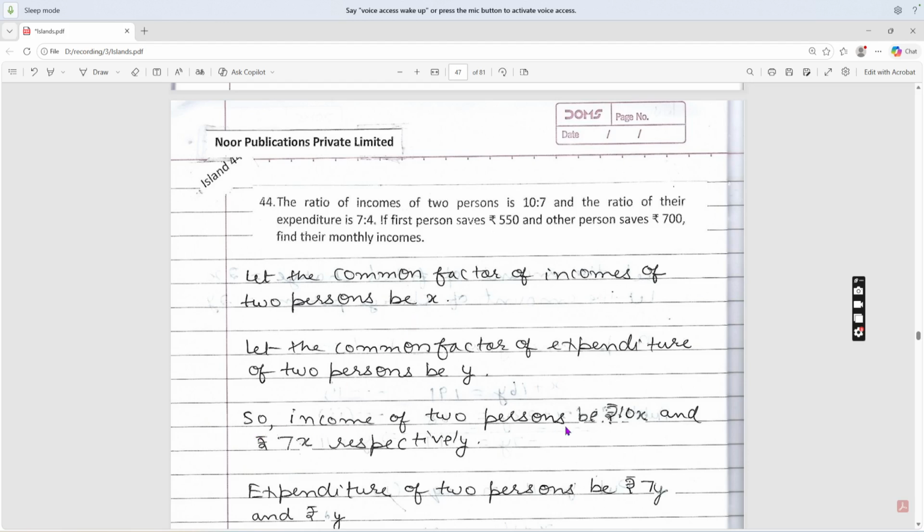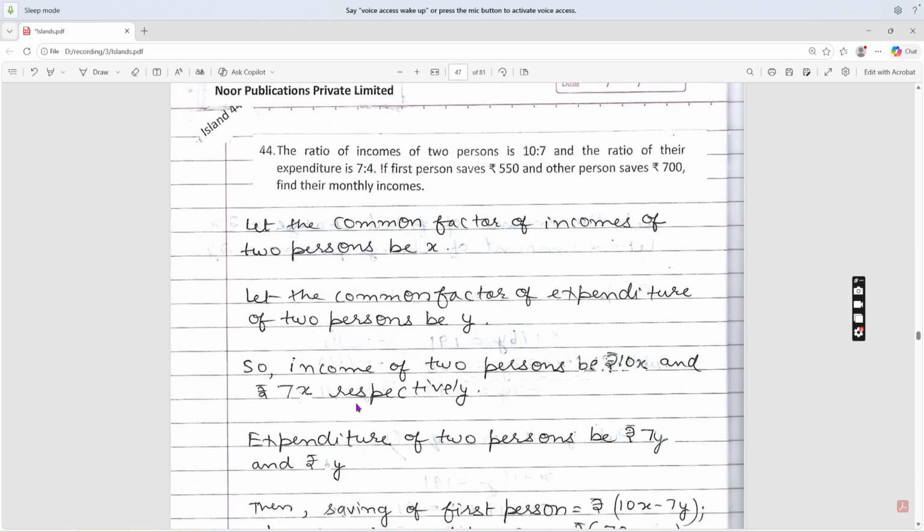Now the incomes of the two persons will be 10x and 7x respectively. This 7 and this 7 are totally different, so never get confused. The data is taken just in order to make your concept totally clear. The 10 is from the first ratio, 10 is to 7, and the 7 is from the first of the ratio 7 is to 4.